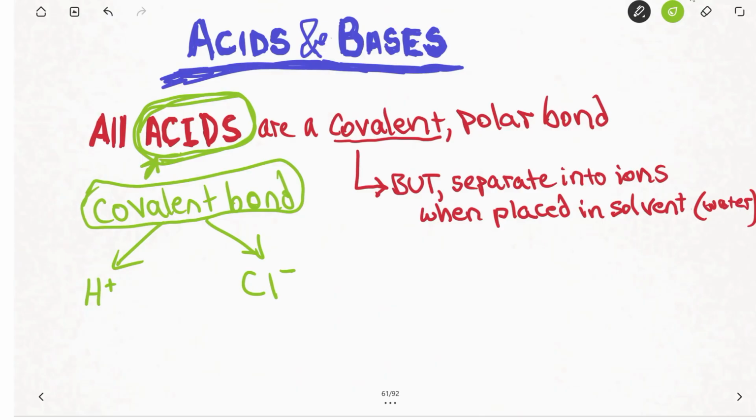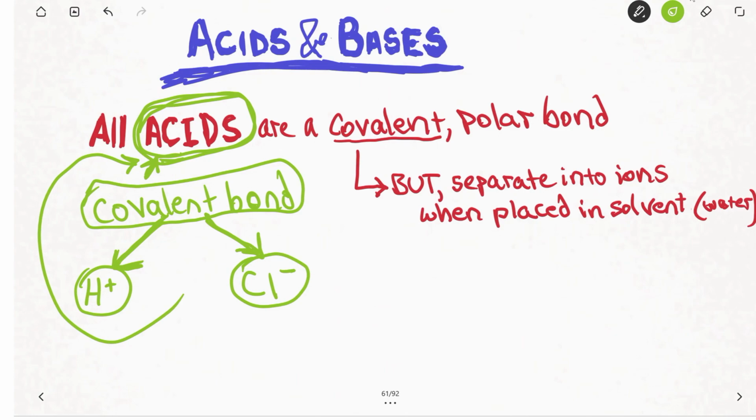But bonded together, the electronegativity and getting put into water dissolves them, and it's called dissociation. It dissociates, which is a fancy term for separates. It separates these two into their ionic forms. And that is exactly what an acid is.